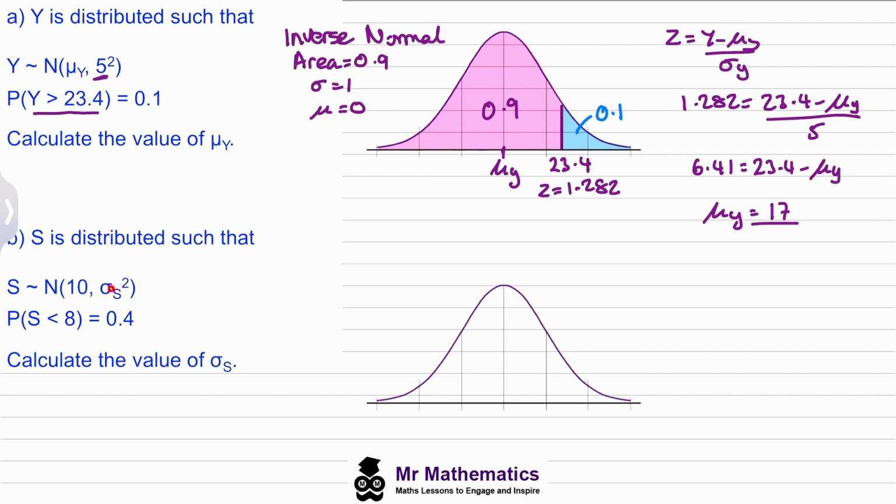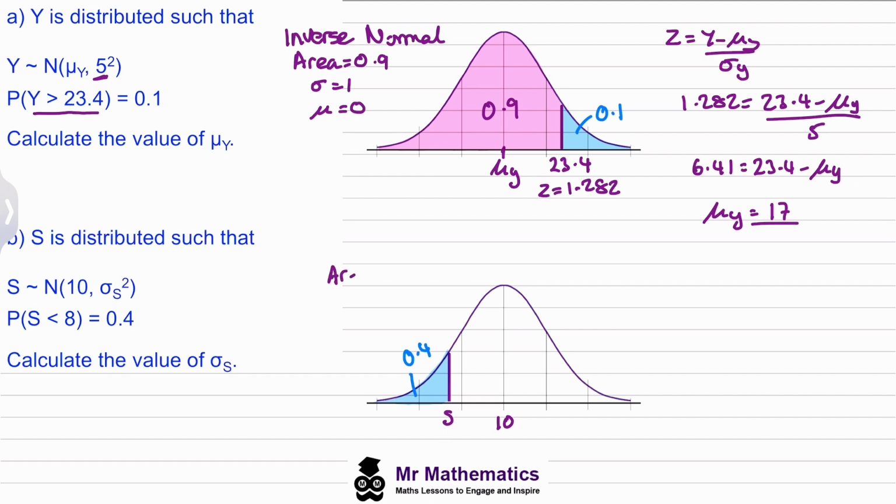Okay. For part B, we're told that S is distributed normally with a mean of 10 and an unknown variance. We're also told that the probability of S being less than 8 is equal to 0.4. So we can show this on our diagram. We've got a mean of 10, an S value of 8, with a probability of 0.4.